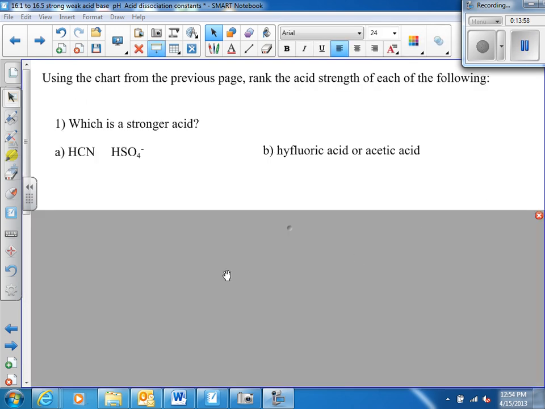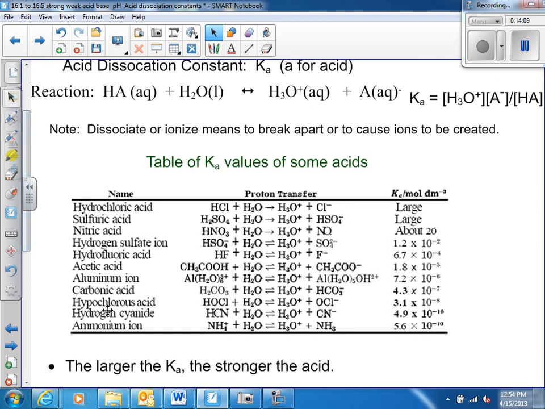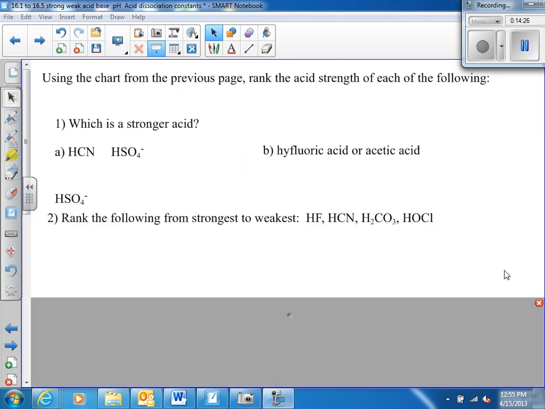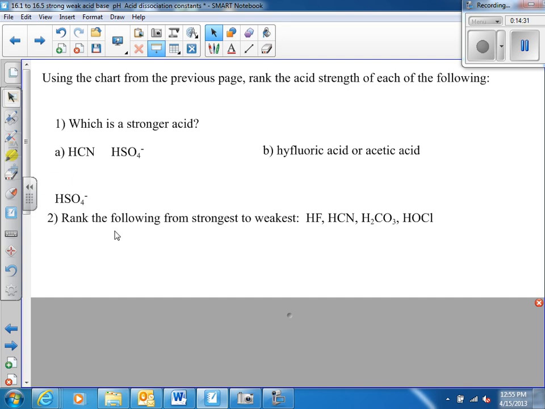Okay. We're going to use the chart, and we're going to rank the acid strength. Now, we're going to have to look up HCN and HSO4 minus. So we look those up. Here we go, right here. HCN, let's see, and again, you can do these on your own. So for HCN, the Ka is on the order of 10 to the minus 16. HSO4, 10 to the minus 2. Which of these is bigger? The HSO4. So which one is stronger? The HSO4. Okay, so the answer for this one is HSO4 minus. If you want to do these on your own, you can, but I will go through those with you. So go ahead and pause.